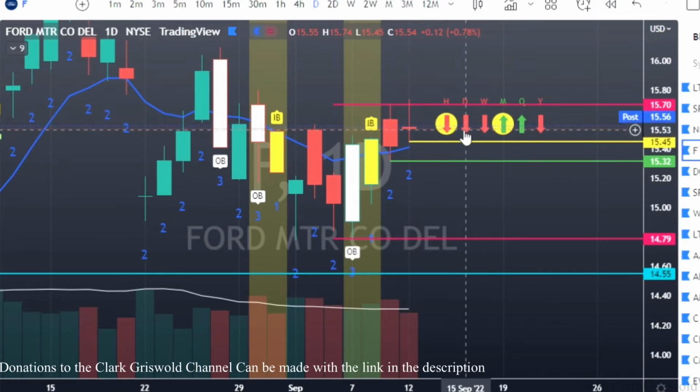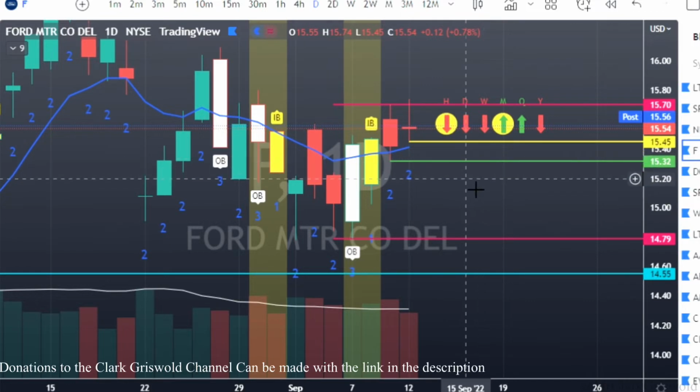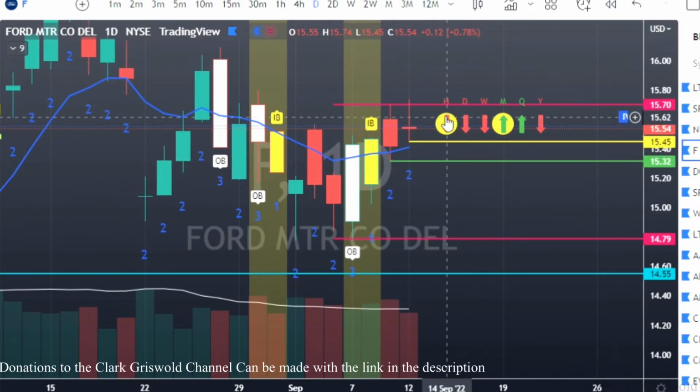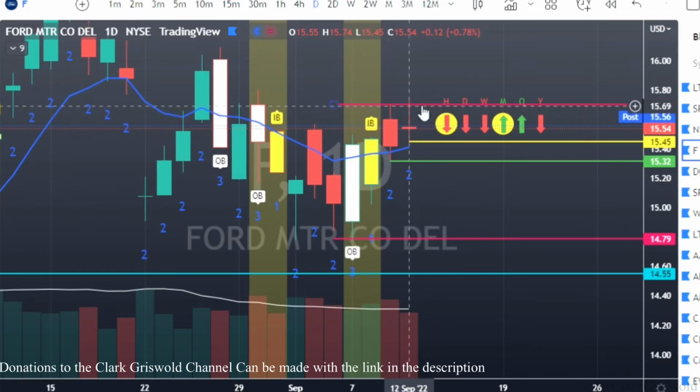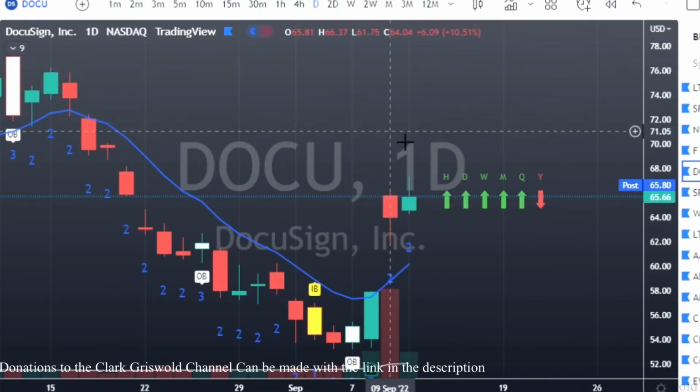So we'll see how Ford goes on Tuesday, but we can look for puts at 15.45 and first target's at 15.32, but it's also very likely that because we're 2 up on the week already, that this thing continues to trend up. We'll move on to the next one here.